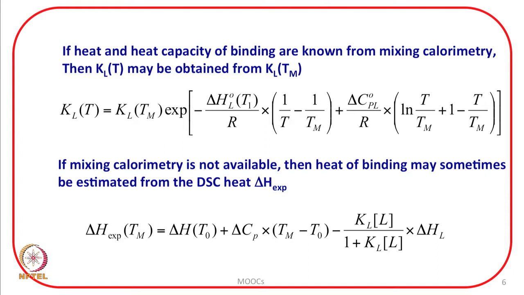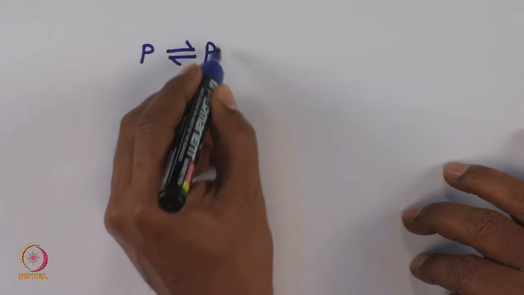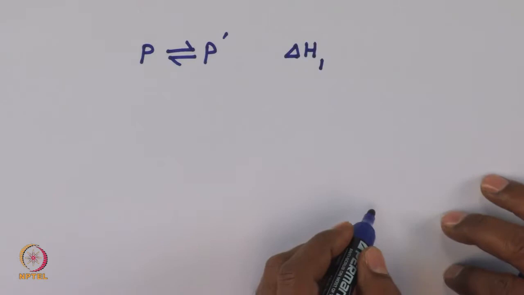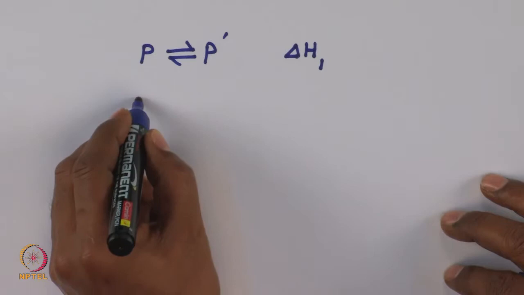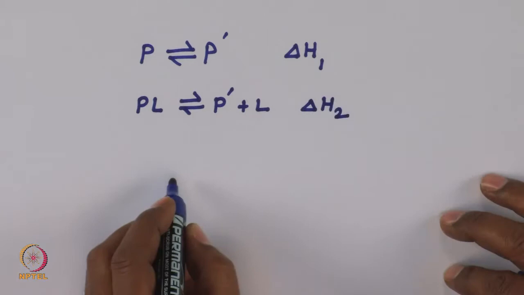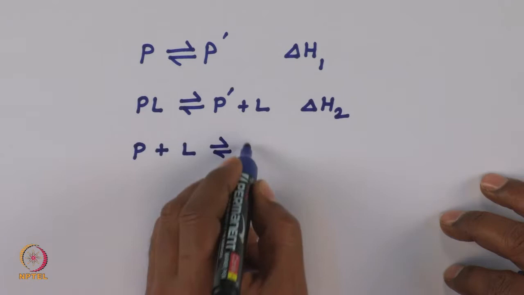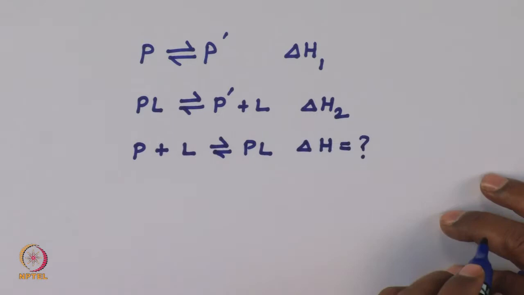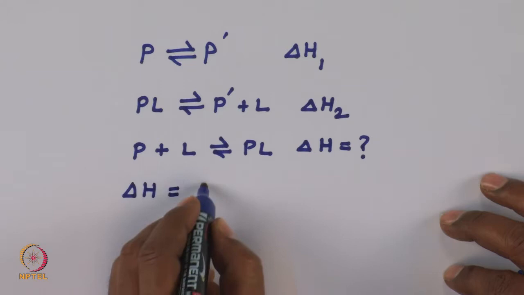In one of the previous lectures, we discussed that if you thermally denature a protein, let us say the corresponding value of the delta H is delta H1. And if I take PL and we form P prime plus L, then I say delta H2. And if I am interested in the enthalpy of this reaction, then this is simply delta H is equal to delta H1 minus delta H2.